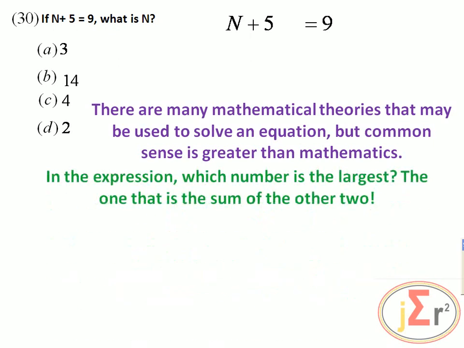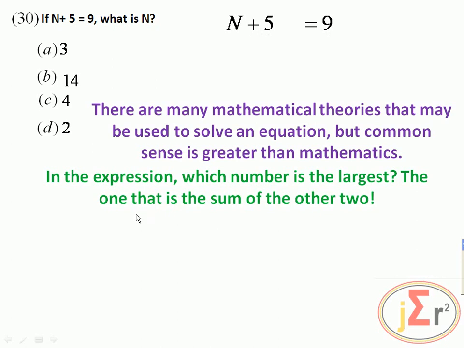In the expression, which number is the largest? So we have n plus 5 is equal to 9. Which number is the largest? 9 has to be the largest. Why? Because we add the other two numbers and the result is 9. Therefore, 9 is the largest number. If 9 is the largest number, can n be greater than 9? No. Can 5 be greater than 9? No. Well, 5 is surely not greater than 9. And n cannot be greater than 9, because when we add 5 to n, the result is 9.